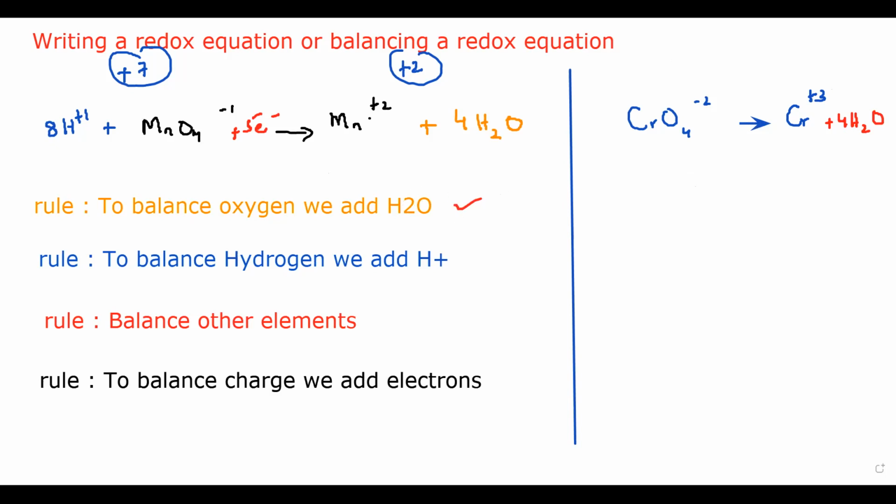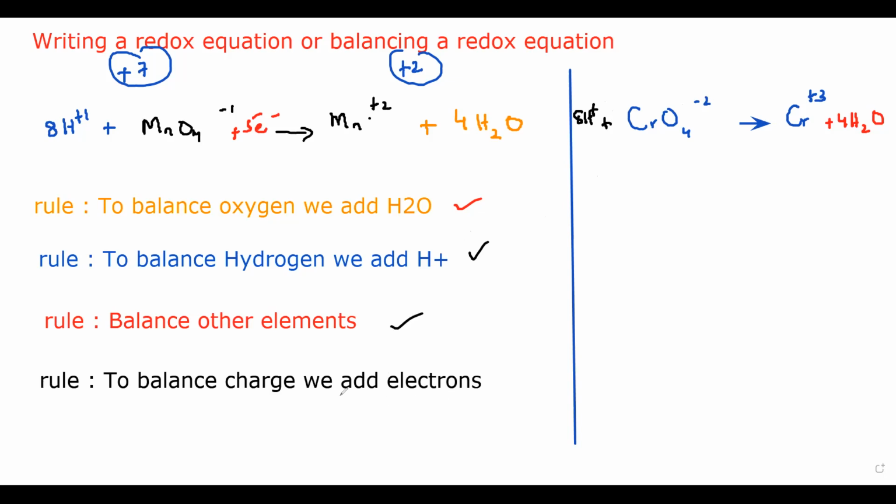To balance the hydrogen, we add protons. So hydrogen, how many? 4 multiplied by 2, 8. So we add 8 protons. So hydrogen is balanced. Balance other elements: chromium is already balanced, so we don't have to. Not about the charge, it's about the number of chromium balance.